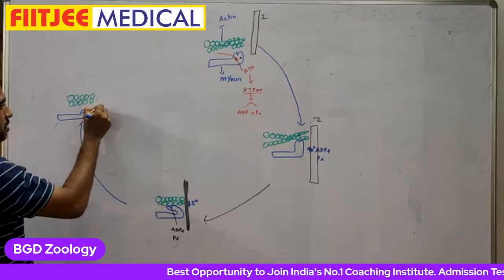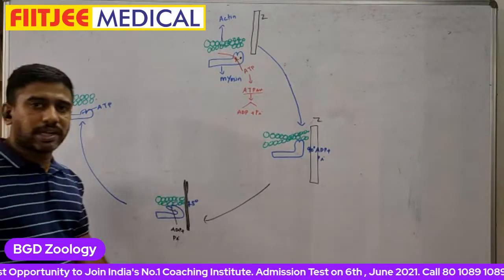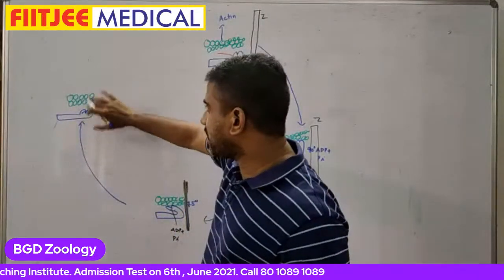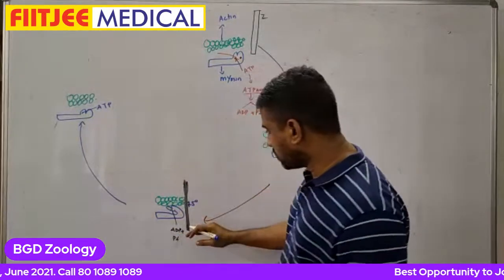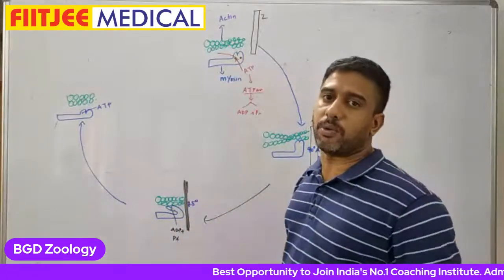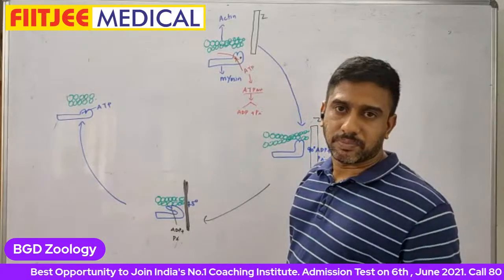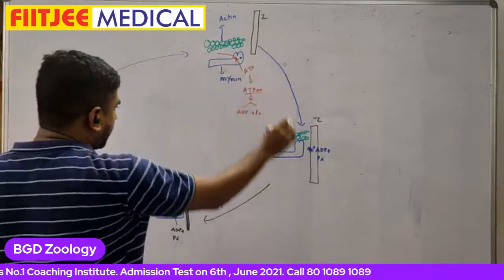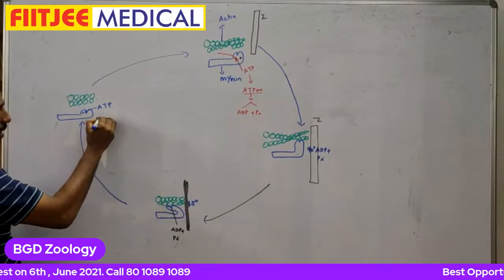ATP again will bind here. If the ATP again binds here, the actin and the myosin head detachment will happen. That means this ADP and the Pi, that energy state level, will be released out and they will come to this state. So again, they will go to this state, then that cycle will get repeated. So here, ATP binding happened.